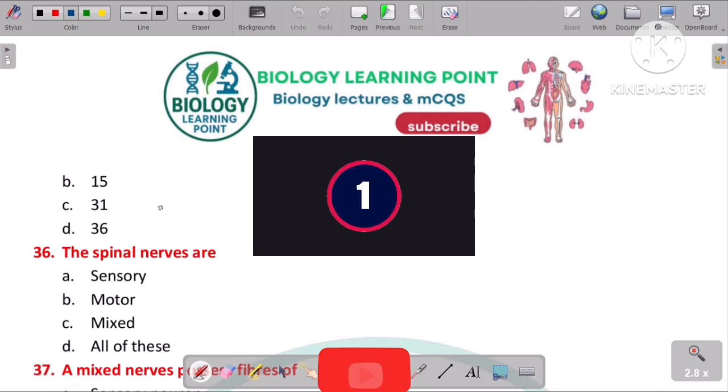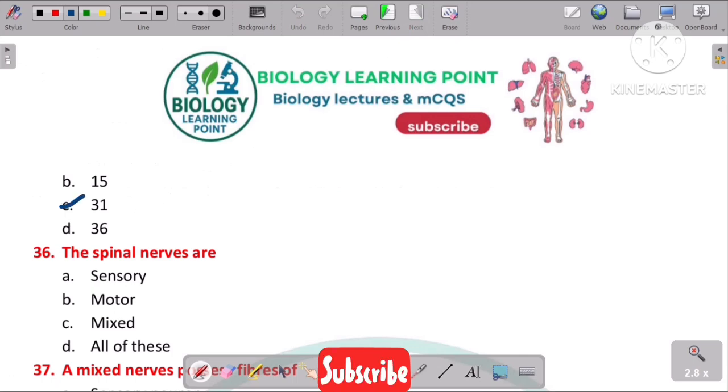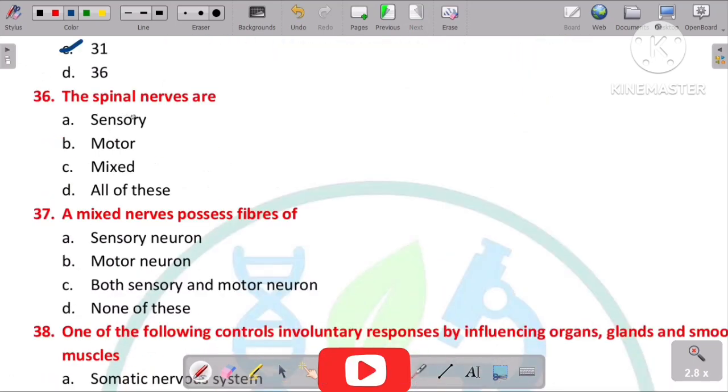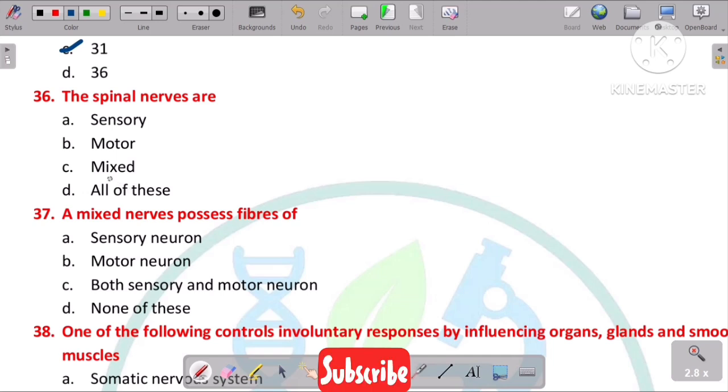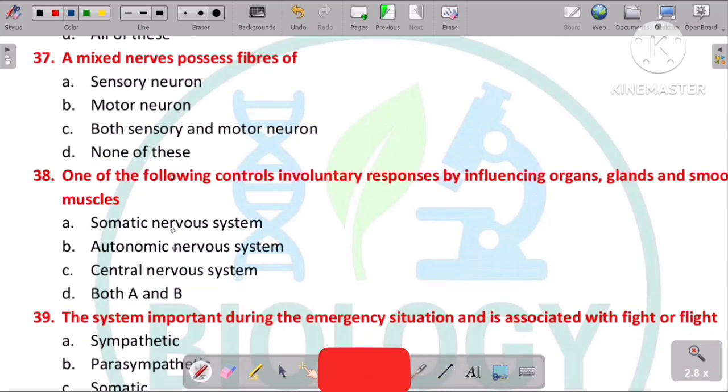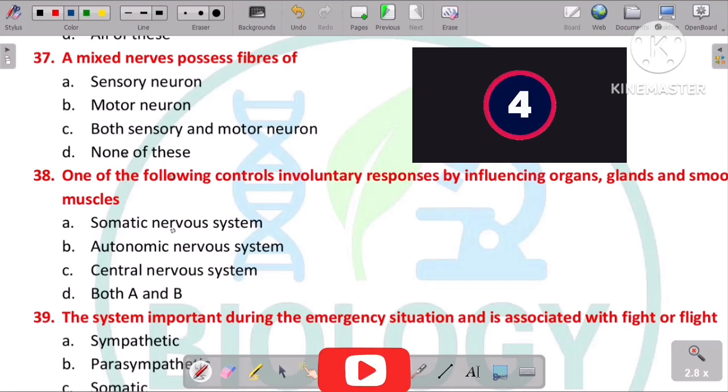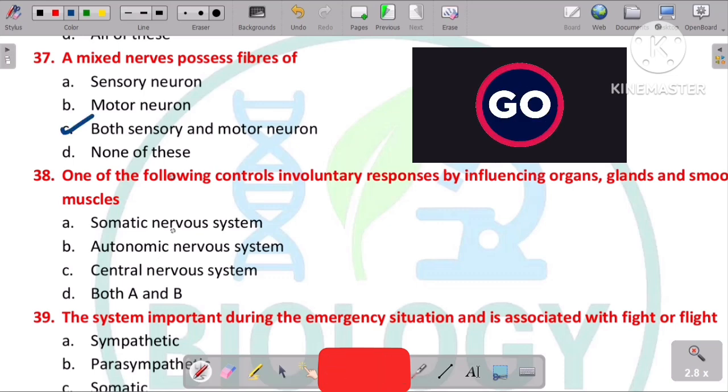So the right answer is option C, 31 pairs. So the next question is, spinal nerves are. So the right answer is option C, mixed. So the next question is, a mixed nerve possesses fibers of. So the options are. So the right answer is option C.